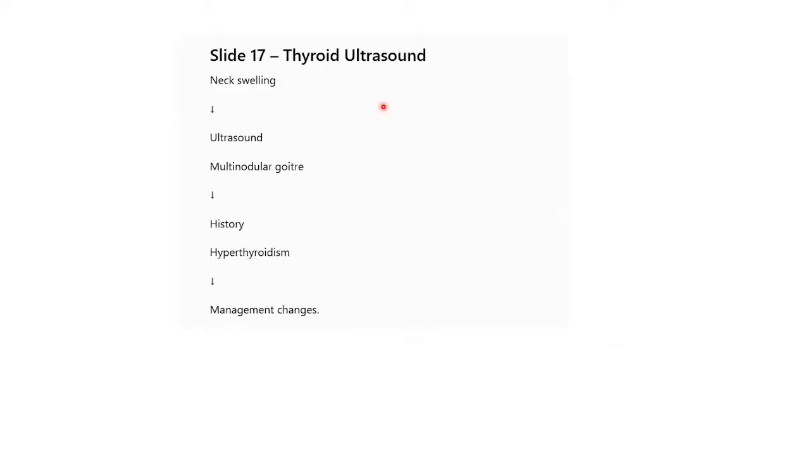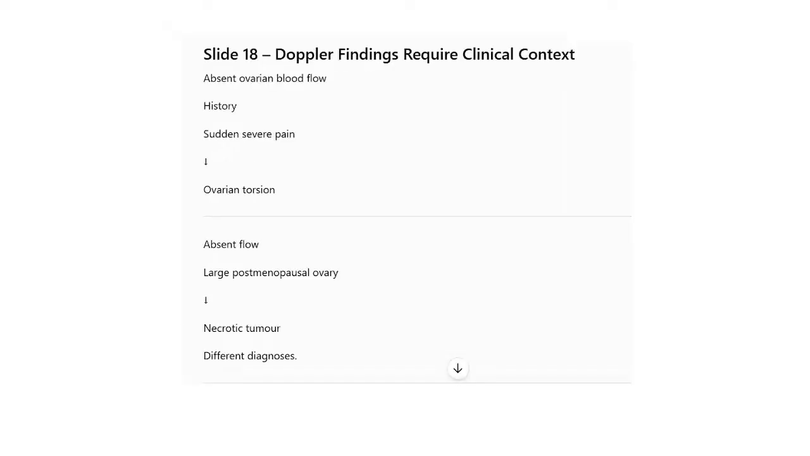Thyroid ultrasound, neck swelling, ultrasound, multinodular goiter, history, hyperthyroidism, management changes. Because now, with a history of hyperthyroidism, the management will change, unlike if it's just a goiter without hyperthyroidism. Doppler findings require clinical context. Absent ovarian blood flow, history, sudden severe pain, so it could be ovarian torsion. Absent flow, large postmenopausal ovary, possible necrotic tumor, differential diagnosis.